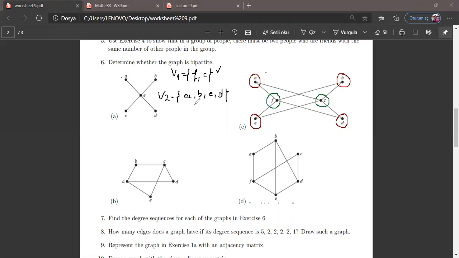What about V2? Let's check A and B, for example. A and B, there are no edges between them, right? A and E, again, there is no edge, right? What about E and B? There is no edge like this, right? So they are not neighbors either. And A and D, again, they are not neighbors. Okay, so it holds. So this is also bipartite.